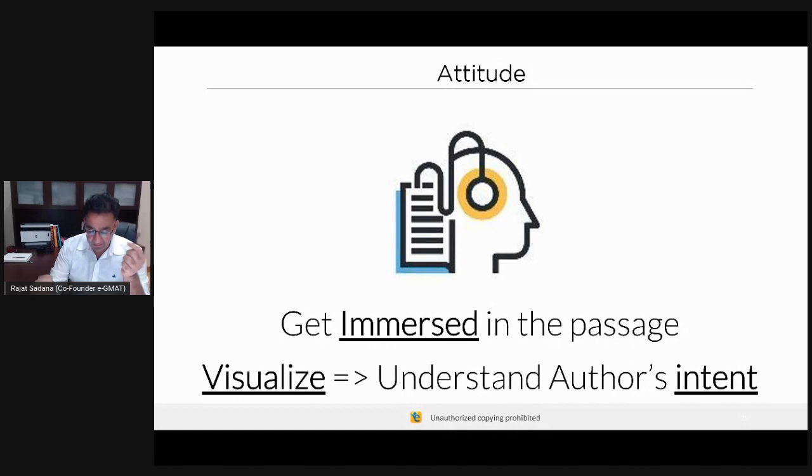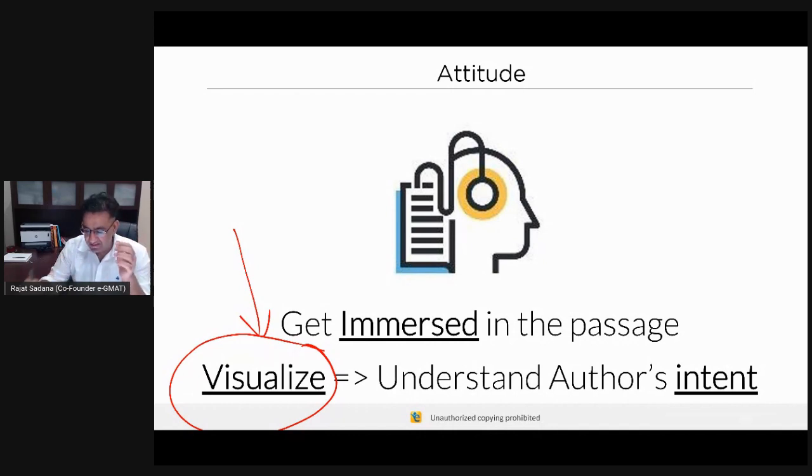Okay, we've talked about getting immersed. The second thing which I want to make sure you do is this piece called visualize. Visualization is a really important skill in both GMAT verbal and quant, and not just in the context of reading comprehension, but also in the context of sentence correction as well as critical reasoning. In fact, week after next, we're going to do a couple of inference sessions for our students. One of the skills we're going to focus on is visualization, because the students for whom those sessions are designed read statements, but they don't visualize them in their mind. As a result, they're not able to infer information out of it.